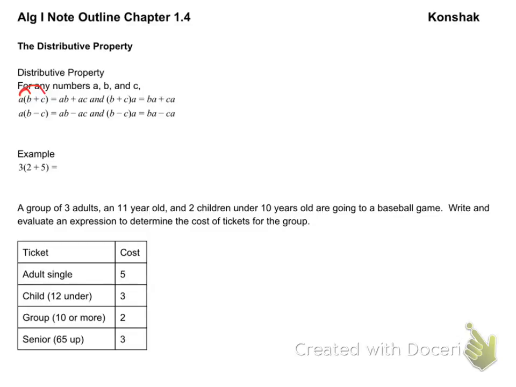So, look at your first example there. What does that equal? We're going to do it two different ways. We're going to go the old school way. The order of operations tells us to do what? The parentheses. 2 plus 5. So it would be 3 times 7, which is 21. Most of you guys, not a problem.